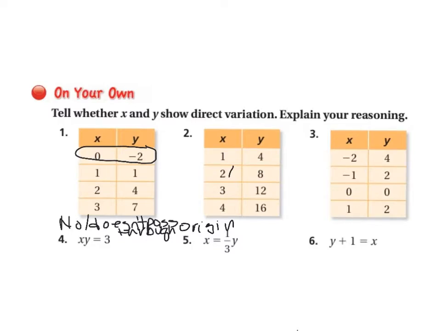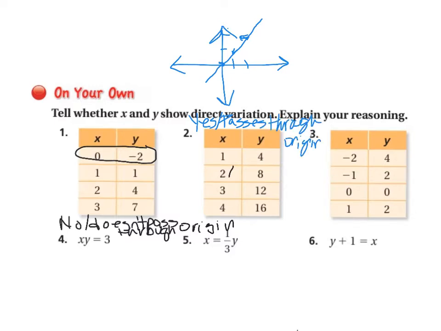And number 2, we're going to draw a quick little graph of that up at the top. You can see by my graph, even though it's not perfect, that if you graph points 1, 4, and 2, 8, when you draw the line, it would pass through the origin. So our answer here would be yes, and that it does pass through the origin. Now let's look at number 3, and we're going to do the same thing. We are going to draw a graph.